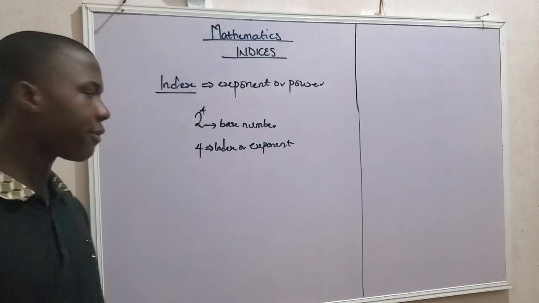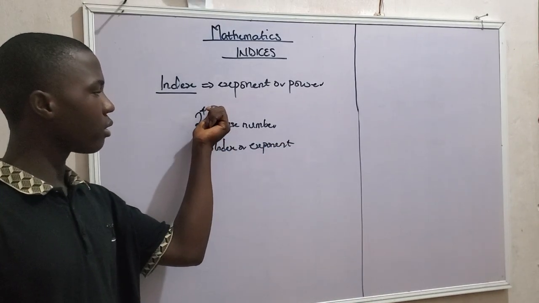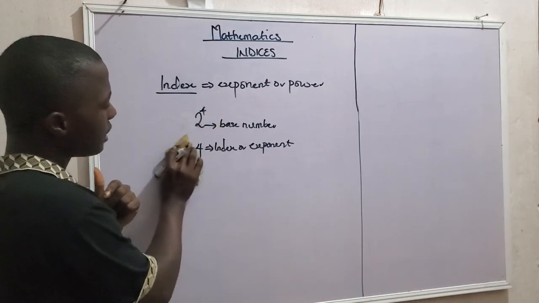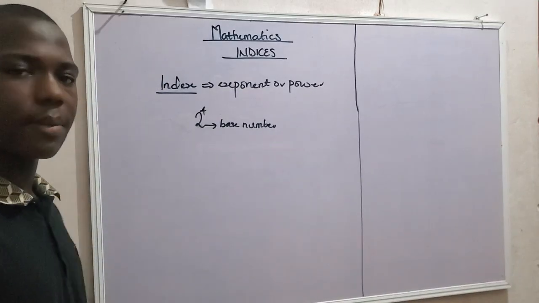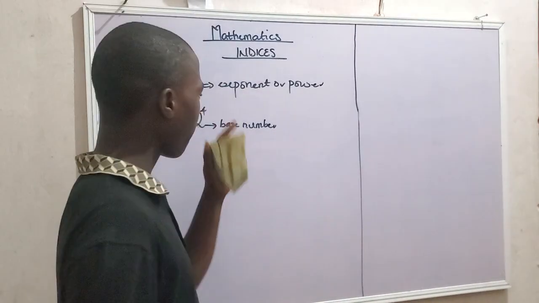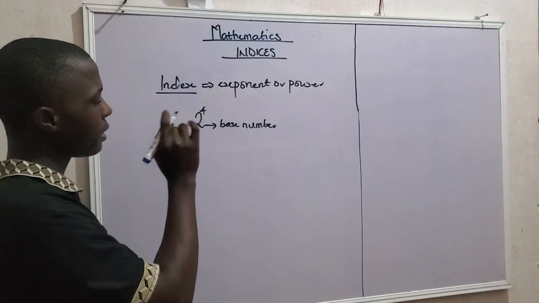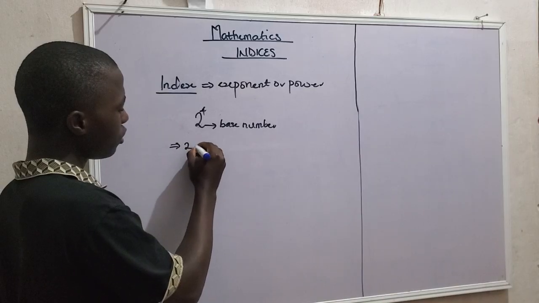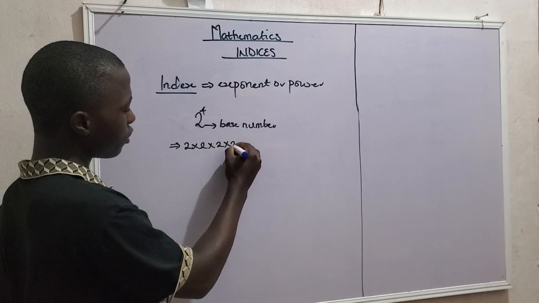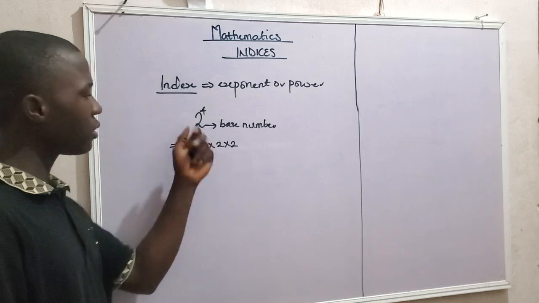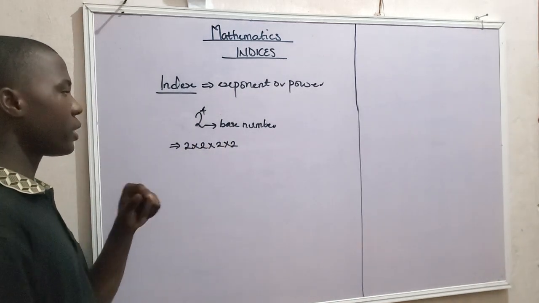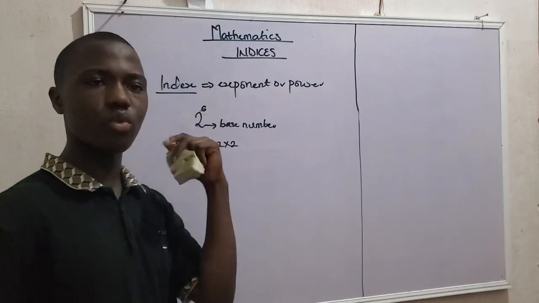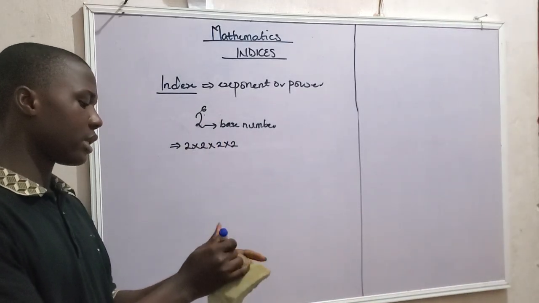Now what does index define when it's seen at the top right corner of a number? It defines how many times the base number multiplies itself. Take 2 to the power of 4. What does this power of 4 simply mean? It means you multiply the base number 4 times: 2 times 2 times 2 times 2. So that is just the work of index. It's telling us how many times the base number multiplies itself. So even if we have 2 to the power of 6, it's telling us that we should multiply 2 in 6 places. That is what the word index means.